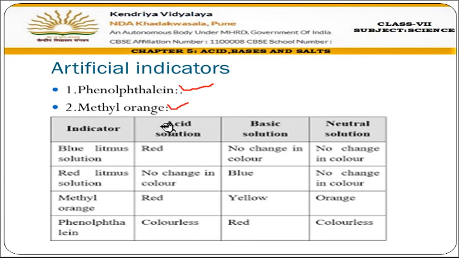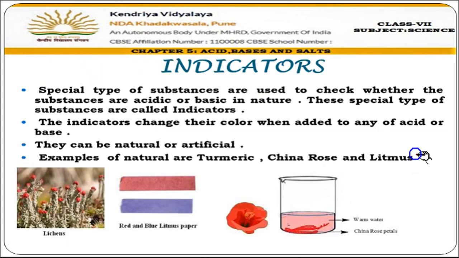Now, this litmus we have studied, this is the natural indicator. It is found from the lichens. You have studied in chapter 1 what lichens are. Lichens are plants, an association in which algae and fungus live together, and they are called lichens. So the juice which is extracted from the lichen is called litmus. You will study it in the later slides.